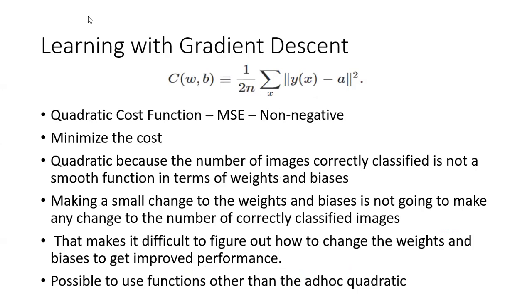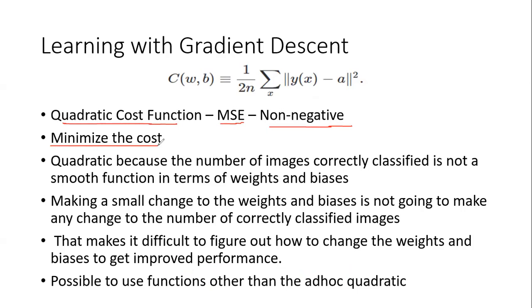Acha, before I go to the details, this is a quadratic cost function, which is also called the mean squared error, and it is always going to be non-negative. Why? सर स्क्वेयरिंग की वजह से. हाँ, square की वजह से the cost is always going to be non-negative. So our job is to minimize the cost.